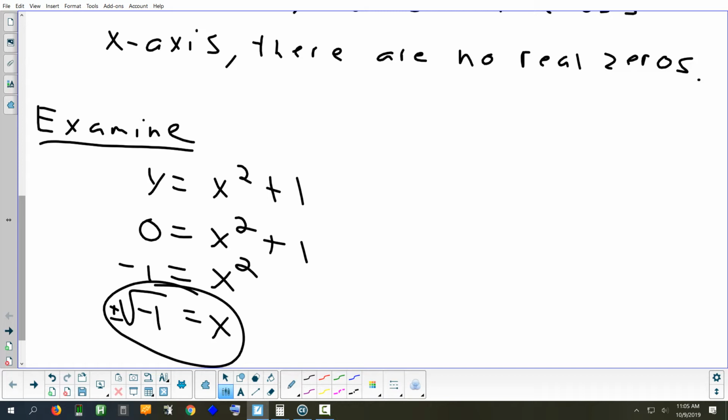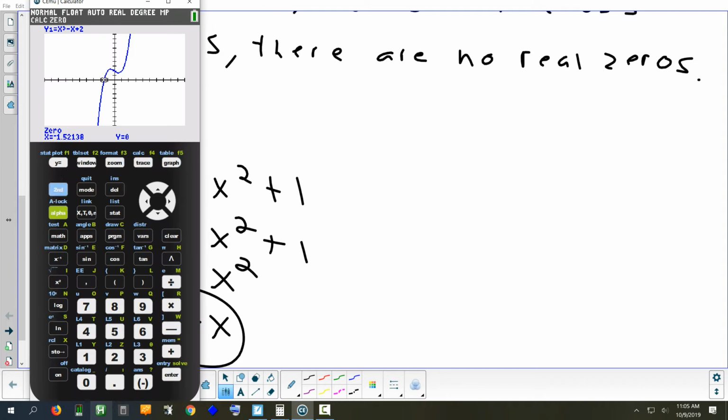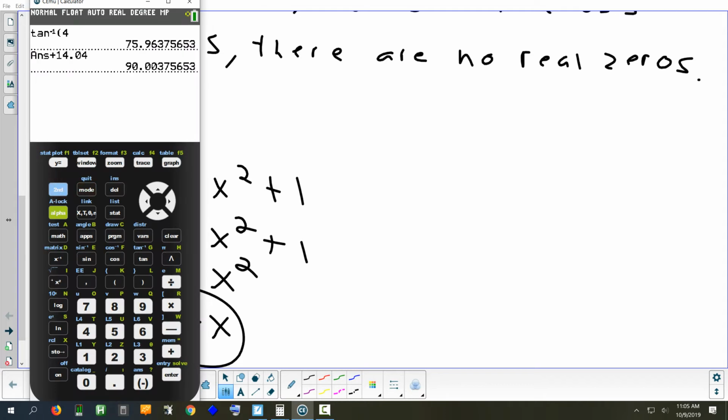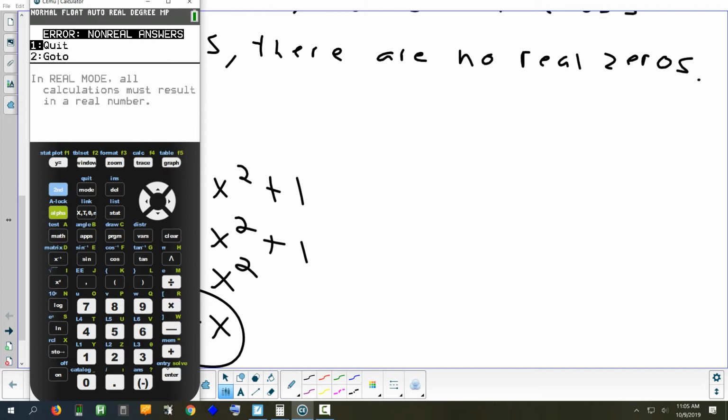But if we try to do the square root of -1, so let's just quit, second, square root, -1. It says error, and it doesn't say that it's like a domain error or I did like a divide by 0. It's not like I did something wrong, it's just the calculator says it's not a real answer.